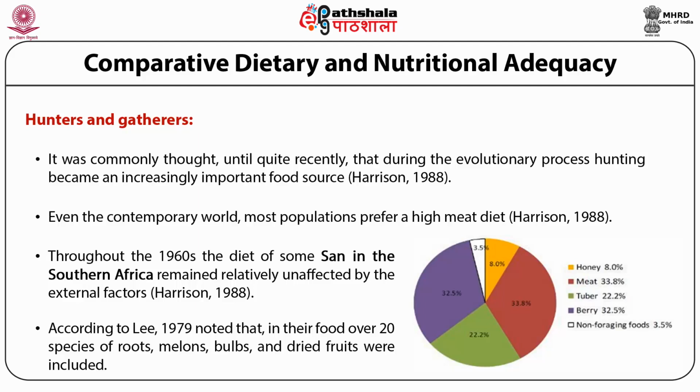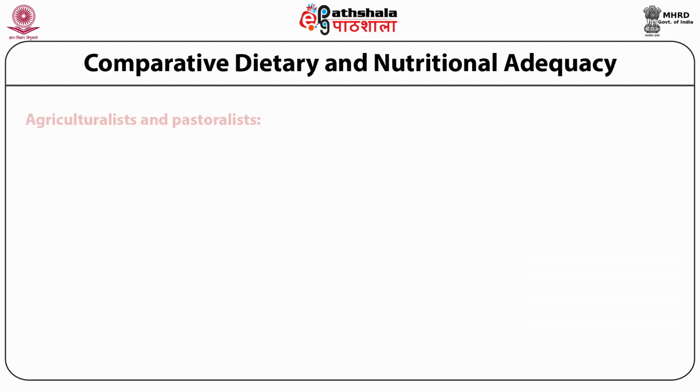It appears that the diets of hunters and gatherers must have been nutritionally balanced, and also the common deficiencies found in more recent populations were absent or quite rare in the hunters and gatherers. Now let's see agriculturists and pastoralists.